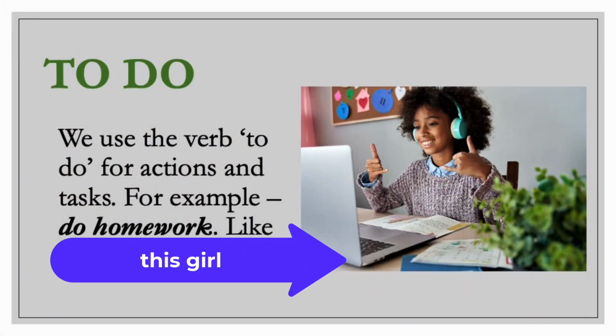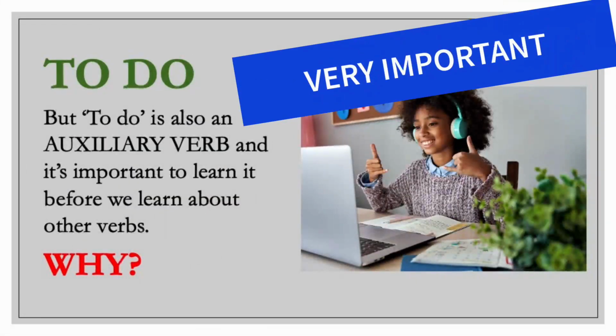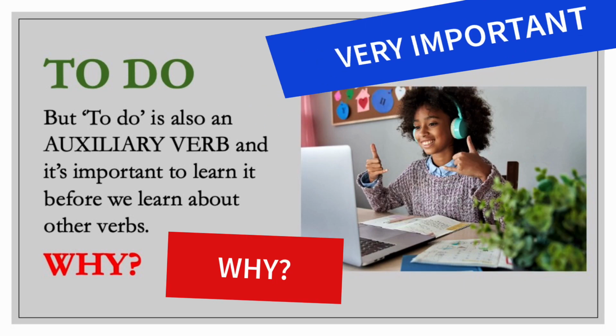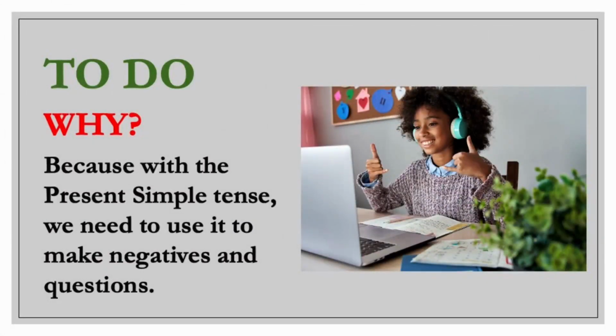To do. We use the verb to do for actions and tasks. For example, do homework, like this girl. But it's also used as an auxiliary verb, and it's important to learn it before we learn about the other verbs. Now, why? Well, because with the present simple tense, we need the verb to do to make negatives and questions.